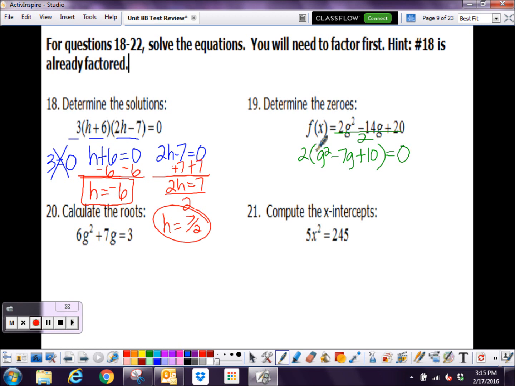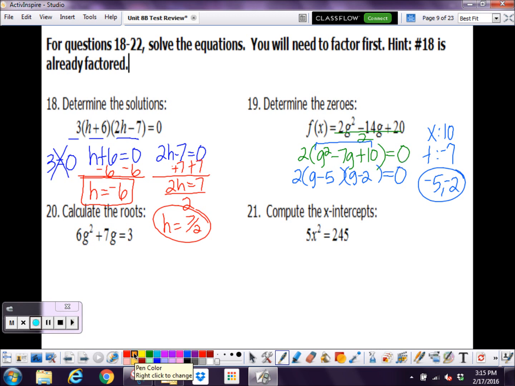Okay, so now I do a times c. So I need 2 factors that multiply to be 10 and add to be negative 7. My 2 factors are negative 5 and negative 2. Okay, so I'm going to factor, keep that 2 out. But because I have a 1 in front, I can go ahead and write my factors. My factors will be g minus 5 and g minus 2. Now this is all still equal to 0. Remember, we're trying to find solutions, not just factors.